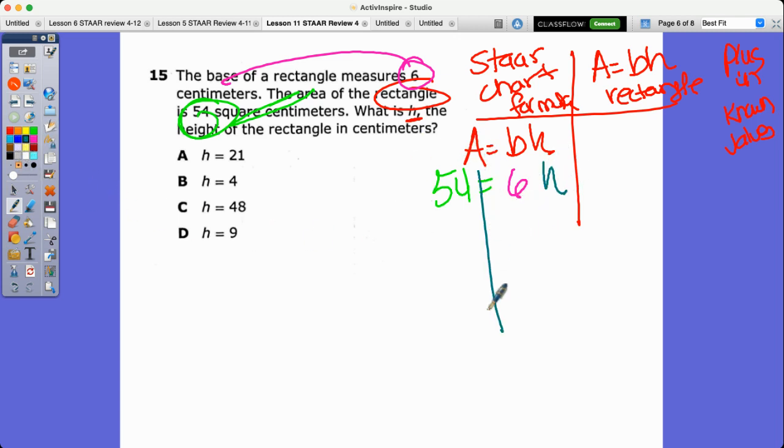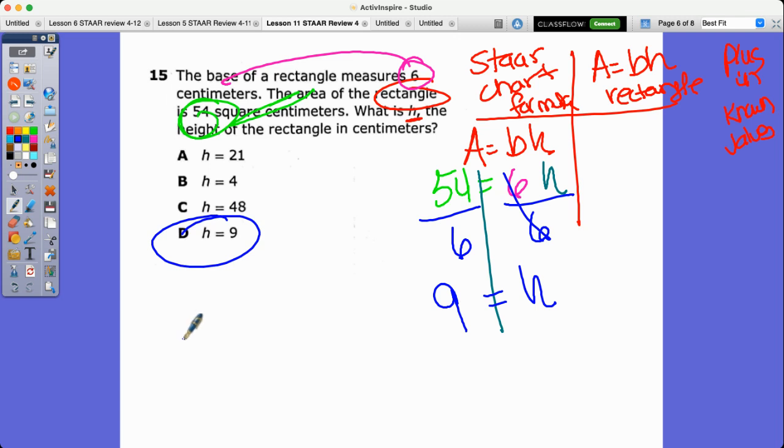This is an equation. Draw your line. The opposite of multiplication is division. We don't allow happiness in math. We need to divorce that happy couple. We're going to get height is 54 divided by 6. 54 divided by 6 is 9. Your height is 9.